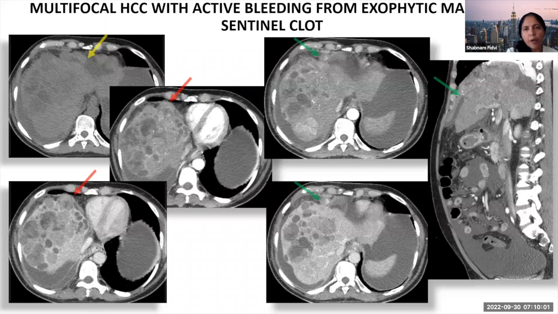This is another patient from our practice, this time an exophytic hepatocellular carcinoma with a sentinel clot. The axial non-contrast CT depicts the sentinel hemorrhage with the yellow arrow. The axial arterial and portal venous phase images show the exophytic HCC, which is the source of bleeding. And then the green arrow on the axial and sagittal images shows the focus of active contrast extravasation, again changing in configuration from the arterial to the portal venous phases, and again shown on the sagittal images with bleeding into the peritoneum.